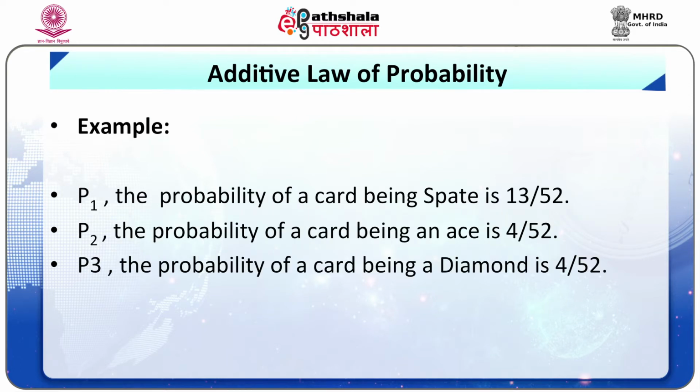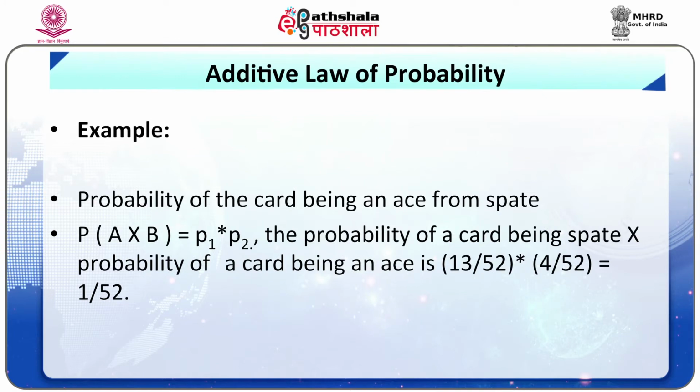The probability of occurrence of the first event is 13 by 52, that is 1 by 4. The occurrence of the second event is 4 by 52, that is 1 upon 13. The probability of their joint occurrence will be the probability of the first event multiplied by the probability of the second event. Now, the product of the first two probabilities: the first probability is 13 by 52, the second probability is 4 upon 52. So, multiplication will give me 1 upon 52.